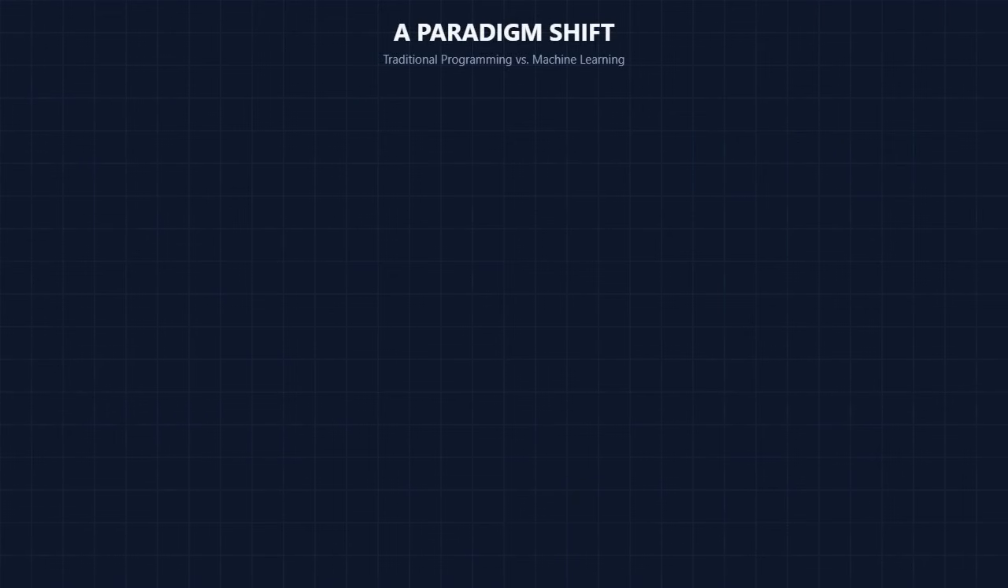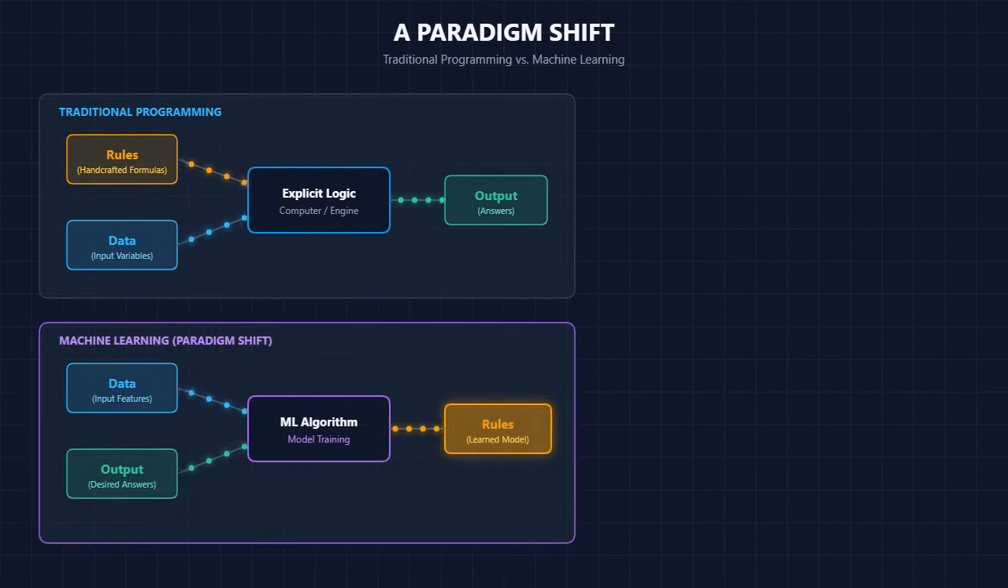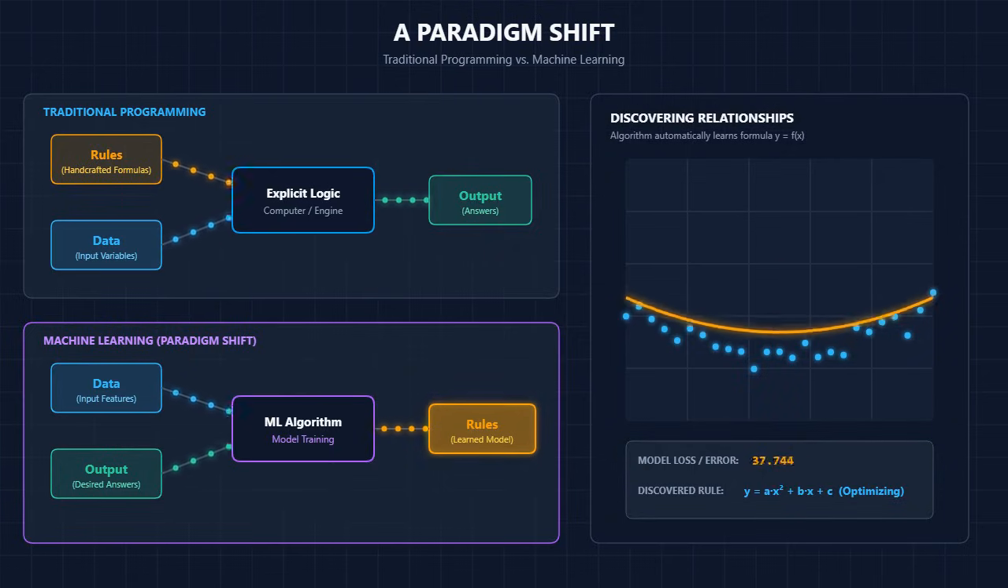Let's look at traditional programming versus machine learning. In traditional programming, a developer writes rules, feeds in data, and gets an output. But in machine learning, you provide the data and the output, and the machine learns the rules. Instead of writing formulas manually, we let the algorithm discover the mathematical relationship on its own.